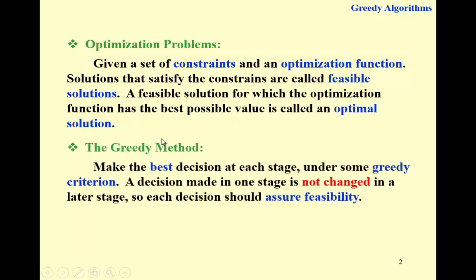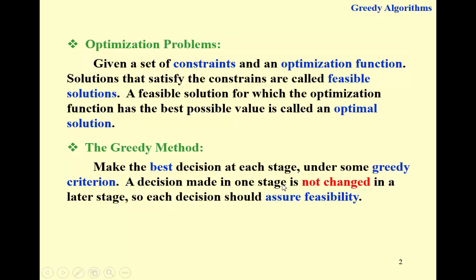So the greedy method is to make the best decision at each stage under some greedy criterion. For example, to find the minimum spanning tree, one stage is defined to be collecting an edge. So we collect the edges one by one, step by step. And we must collect the edge that has the minimum weight. So the weight is the criterion, and being minimum is what we call the best.